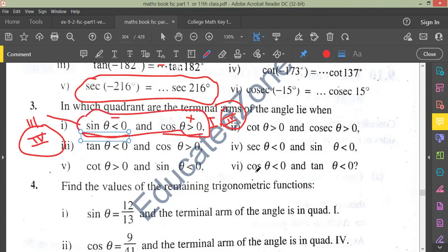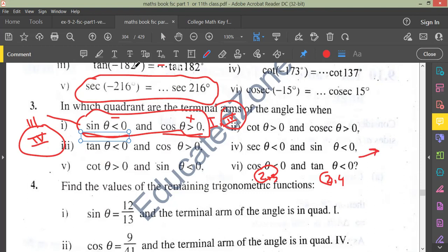Similarly, cos less than 0 is in second and third quadrant. Similarly, tan less than 0, tan is less than 0 in second and fourth quadrant. So what is common? Common is 2. So the final answer of this question will be our quadrant number 2.